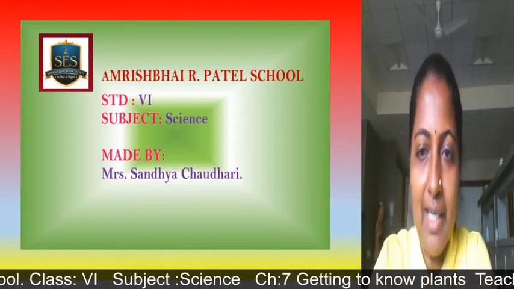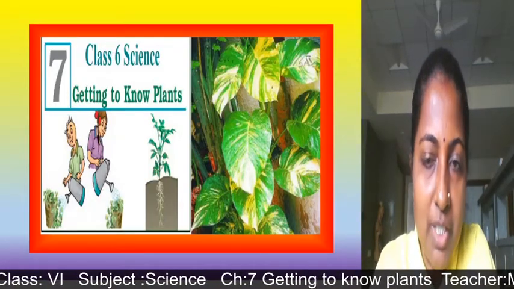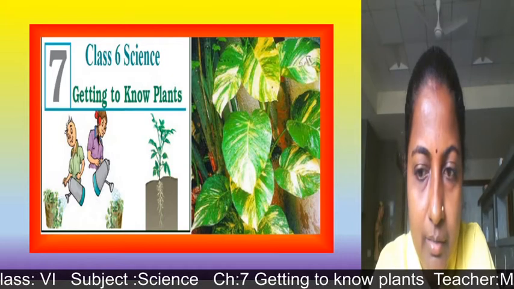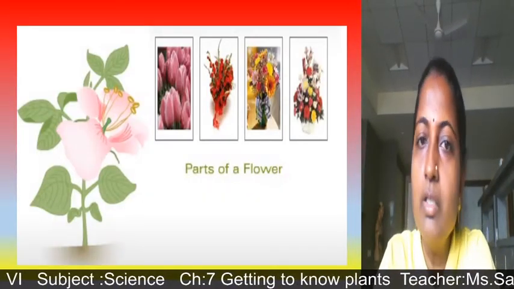Again, let's start with 6th standard science subject. Students, we will see chapter number 7, Getting to Know Plants. In this video, children, we will see parts of a flower.